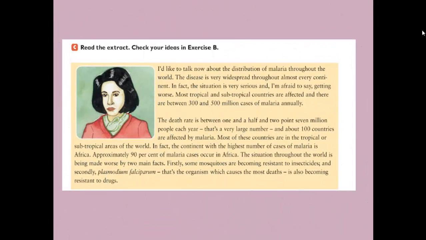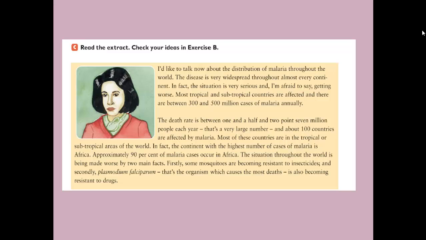Number C. Read the extract. Check your ideas in exercise number B. Here we can check our ideas in the previous exercise. I'd like to talk now about the distribution of malaria throughout the world. The disease is very widespread throughout almost every continent. In fact, the situation is very serious, and I'm afraid to say getting worse.